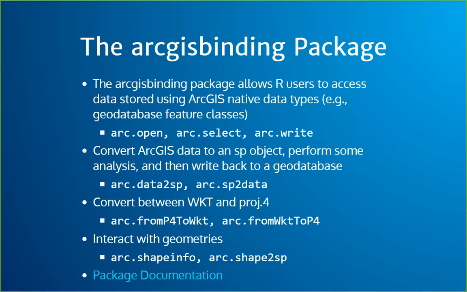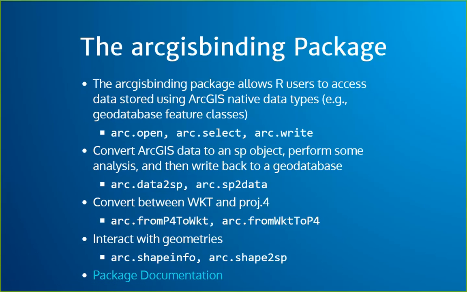And you can use the arc.data2sp and arc.sp2data functions to help you accomplish this. You can convert between WKT and PROJ4 projection strings using arc.fromP4ToWKT and fromWKTToP4. And lastly, if you want to only interact with geometries and you don't want to work with any of the attribute data, you can use arc.shapeinfo and arc.shape2sp to do so. And here's a link to the package documentation.